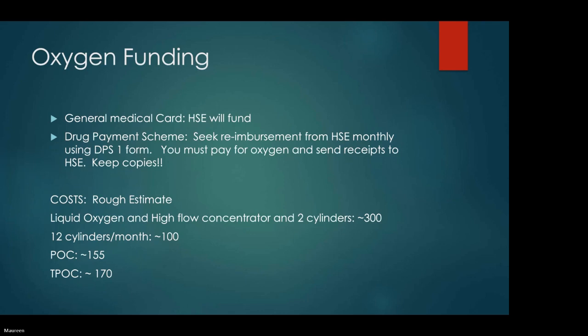Okay, so this is a rough estimate of the costs. I don't know exactly what the costs are, but if someone had liquid oxygen and say a high flow oxygen concentrator and they got 2 little backup cylinders, that's working out at roughly €300 a month. If you get 12 cylinders a month, regardless of the size, it's around about €100 a month. A portable oxygen concentrator like an Inogen's around about 155 a month, and a transportable portable oxygen concentrator like the Sequel's round about 170 a month, to put that in context.